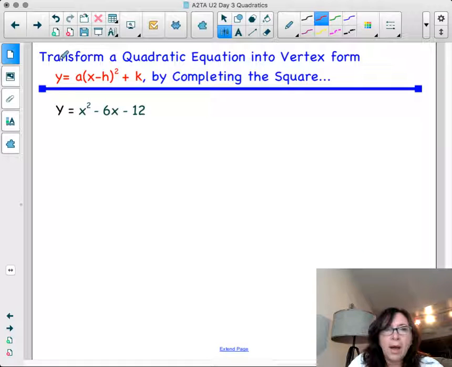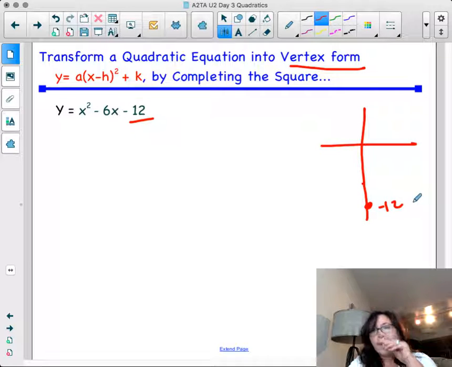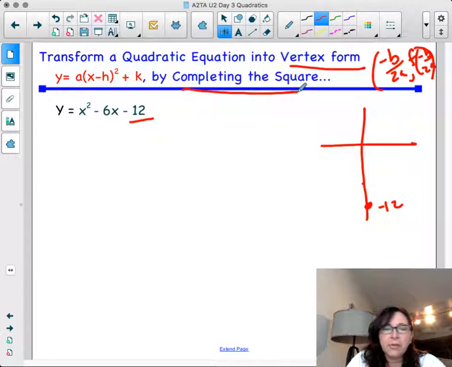Okay, so I want you to transform this into vertex form. The reason why I would want to find the vertex form is basically I'm trying to find out what the vertex is. I know my graph is going to have a y-intercept of negative 12. So that'll be down here at negative 12. I want to know what the vertex is. Now, I know the other day we were finding the vertex by using the shortcut method, which was negative b over 2a, comma, and then we plugged in negative b over 2a and got the vertex. Anyway, this time we're going to do this by completing the square.